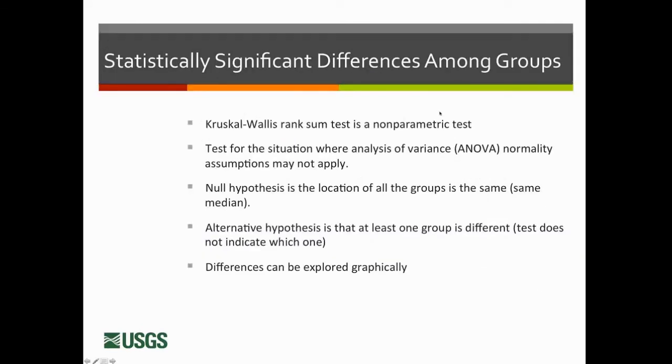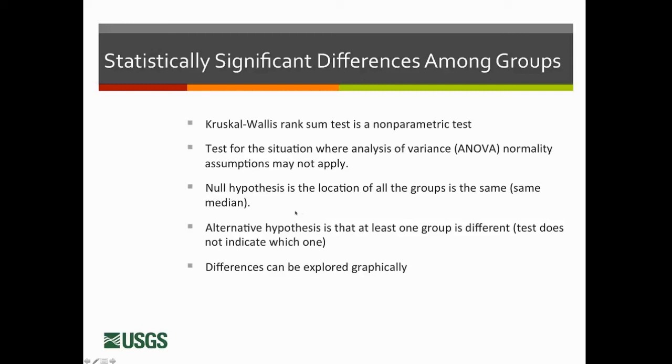So you can look at statistical differences among the groups. You can do the Kruskal-Wallis rank sum test. It's non-parametric, so you don't have to assume these variables are all normally distributed. You don't have to transform them. So it's similar to analysis of variance, but you don't have to have that assumption of normality.